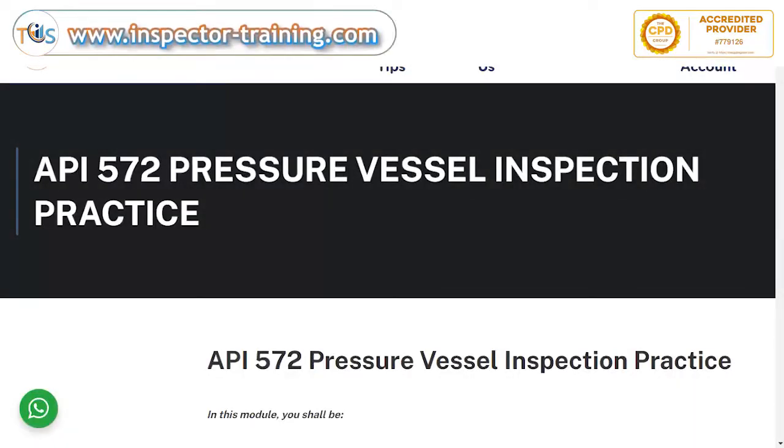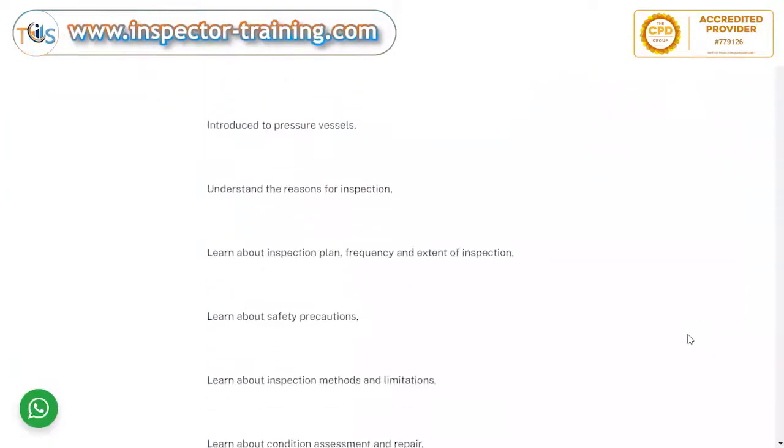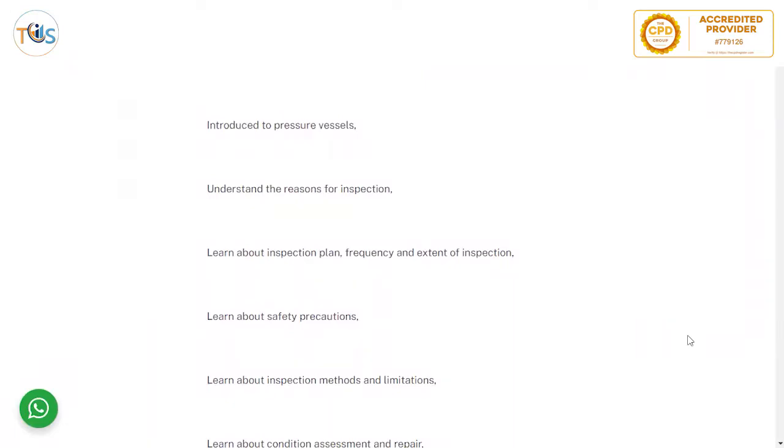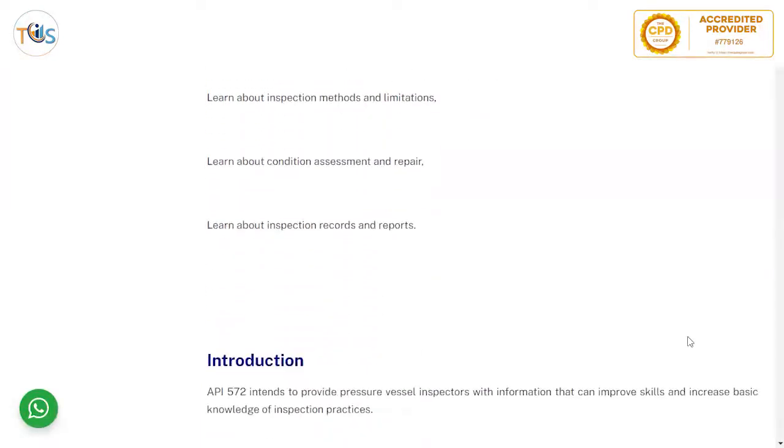Pressure vessel inspection practice according to API Recommended Practice 572. In this module, you shall learn about: introduction to pressure vessels, understanding the reason for inspection, the inspection plan, frequency, extent of inspection, safety precautions, inspection methods and limitations, condition assessment and repair, and inspection records and reports.